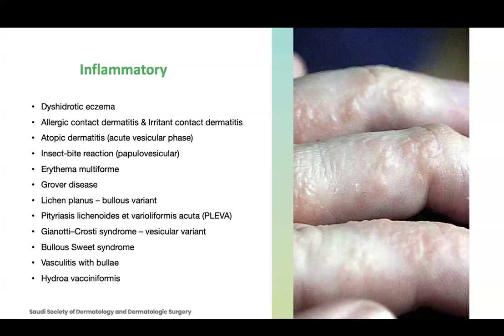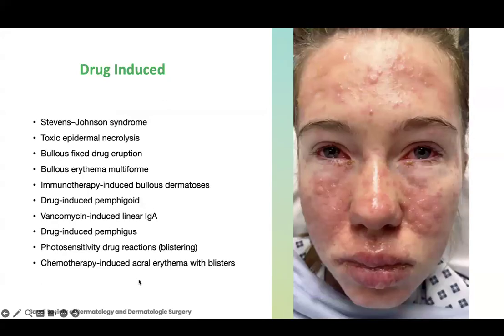We have uncommon diseases like PLEVA and Gianotti-Crosti syndrome. It has a vesicular variant. Sweet syndrome can have a bullous variant, and it has some associations. Vasculitis, if it's severe, with the severity of inflammation, blisters can develop within the vasculitic lesions. And there's also a photodermatosis called hydroa vacciniforme that presents with vesicles over sun-exposed areas.